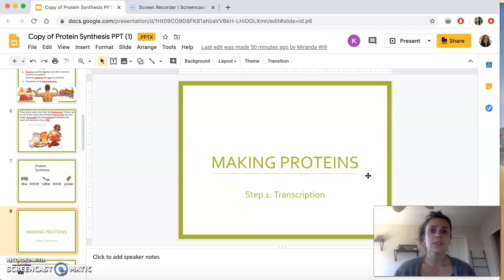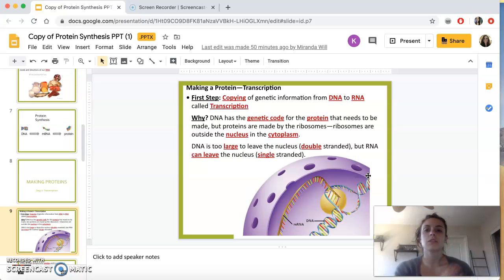So the first step is we're going to take that DNA and we're going to make proteins. So we're going to go through transcription. Making a protein, first we have to make a copy of the DNA and turn our DNA into RNA. This is called transcription. So transcription is copying genetic information from DNA to RNA. There's a very specific thing that happens here.